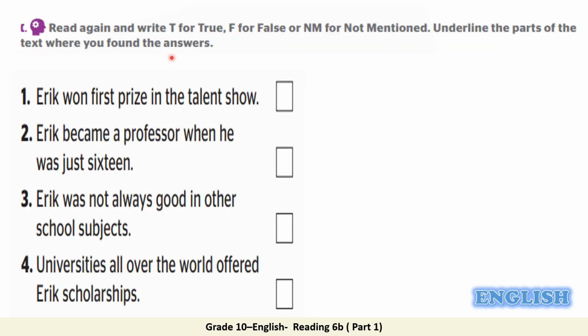You will read the text again and write T for true, F for false, or NM for not mentioned. Underline the parts of the text where you found the answers. We will work on them one by one, beginning with number 1. Eric won first prize in the talent show. I will help you out and give you a small hint. You may find the answer in paragraph 1. So pause, read through paragraph 1, and try to figure out the answer.